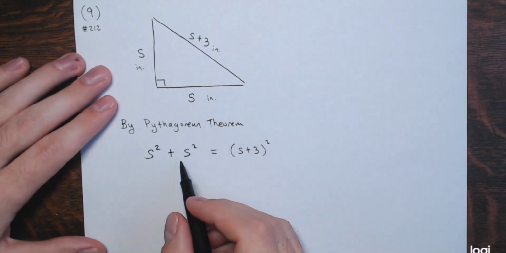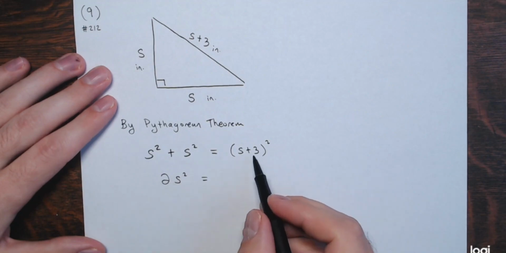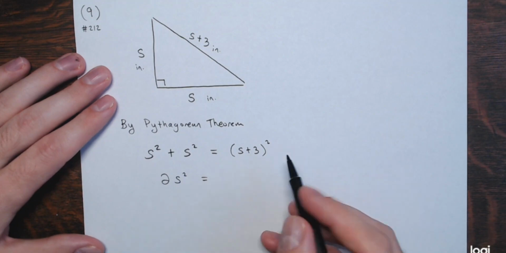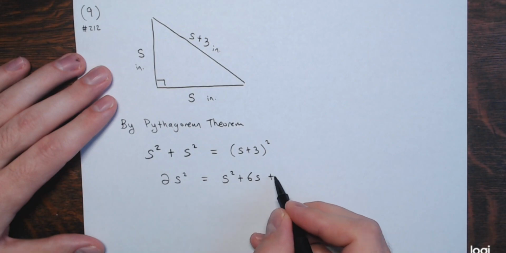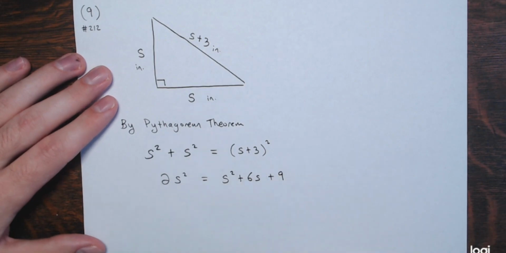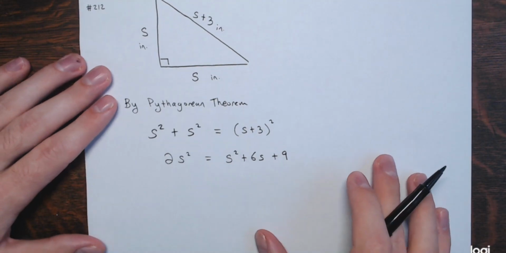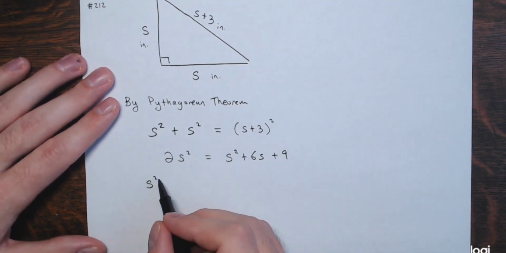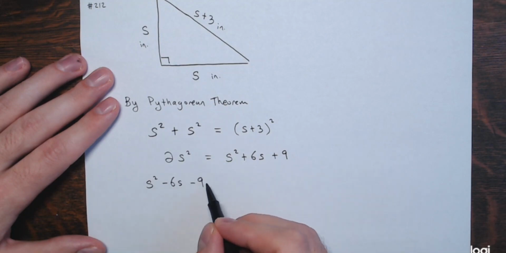Alright, so the left side is 2s squared. The right side, remember what it means to square something: s plus 3 times s plus 3 again, and then FOIL. You have s squared plus 6s plus 9, right, not just s squared plus 9. Please don't distribute powers. Right. Alright, then if I take everything to the left, we'd have s squared minus 6s minus 9 equals 0.